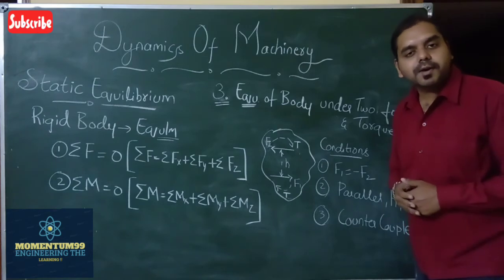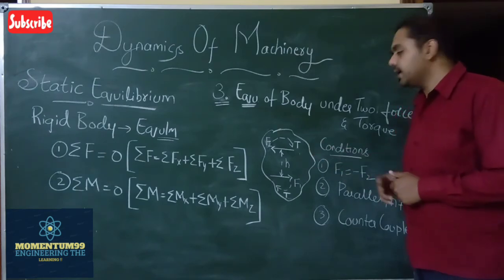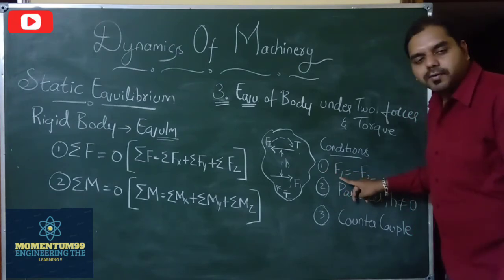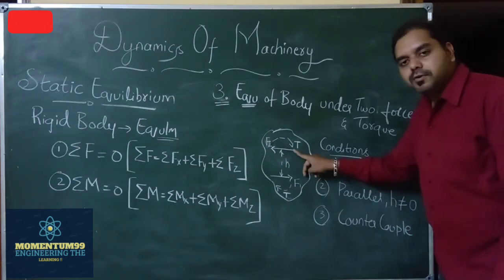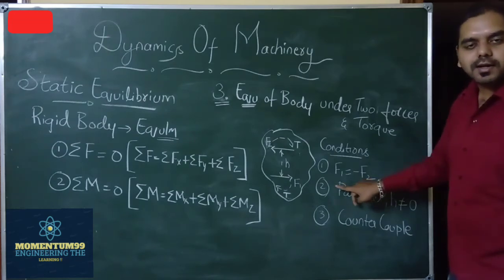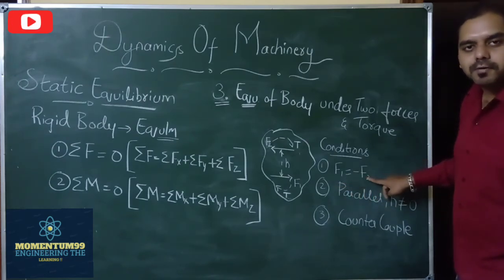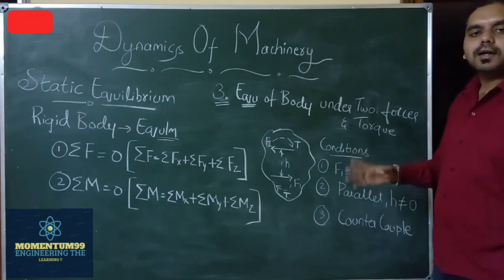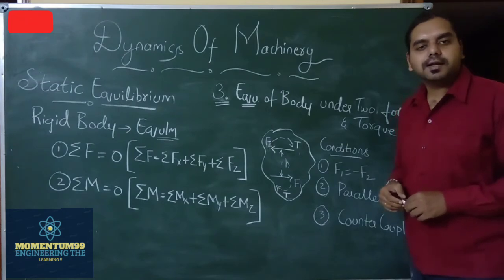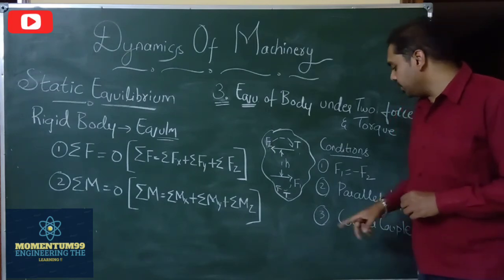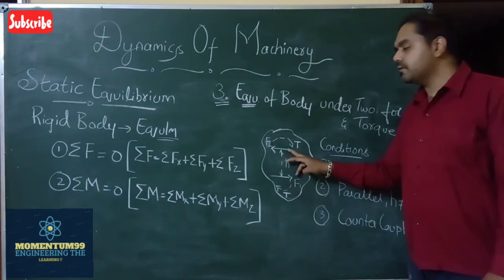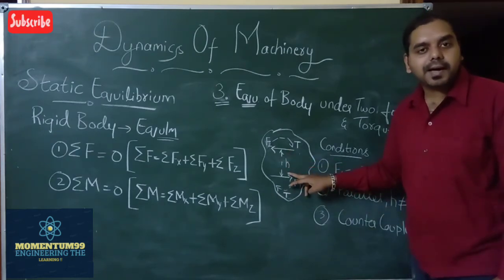Now, to study the equilibrium condition of such a body, there are three conditions to be satisfied. The first condition is that the forces we are considering, F1 and F2, should be equal in magnitude and opposite in direction. That is, F1 equals negative F2. This negative indicates that F1 and F2 are facing in opposite directions, or their lines of action are in opposite directions. Going on to the second condition, these two forces F1 and F2 should be parallel in nature.